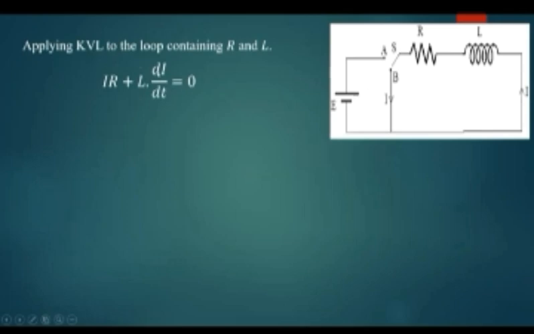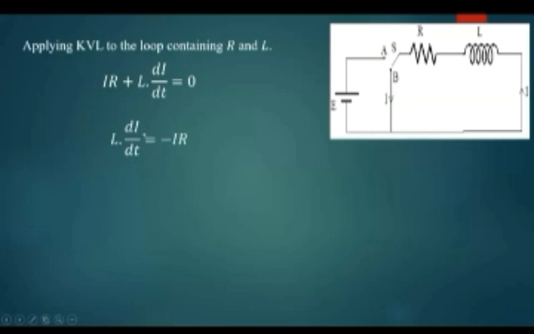This is a first order differential equation in I. The current is variable, it is decreasing, and time is variable, while R and L are constant. For first order differential equations, you find the solution by separating the variables. Rearranging, you will get L into di by dt is equal to minus IR.